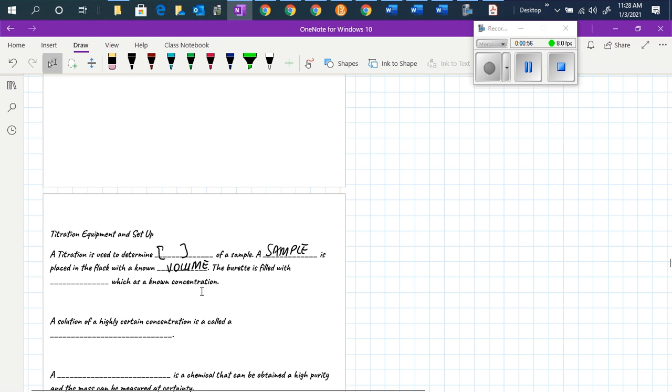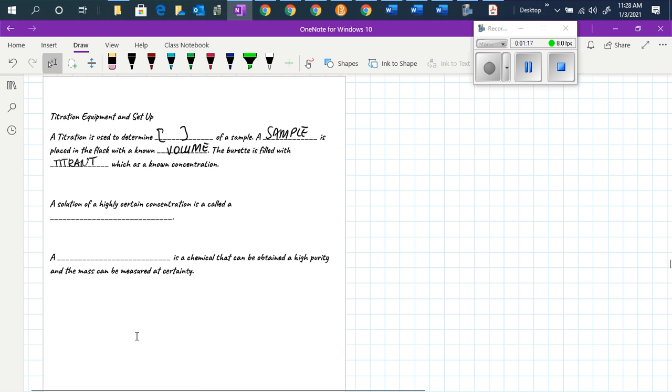The burette is filled with titrant, and it has a concentration that we know. A solution of a highly certain concentration is called a standardized solution, and we did the standard solution. We did a dry lab for standard solution. And a standard is a chemical that can be obtained with high purity, and of a certain mass that can be measured.